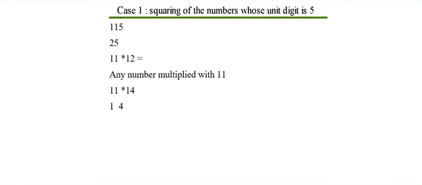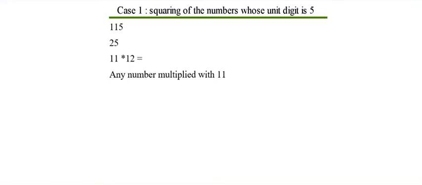Now what is 1 plus 4? That is 5. That means 11 into 14 is 154. Now let's try one more number. 11 into 25. Now I'll write it as 2 space 5. Now what is 2 plus 5? That is 7. That means to say 11 into 25 is 275.